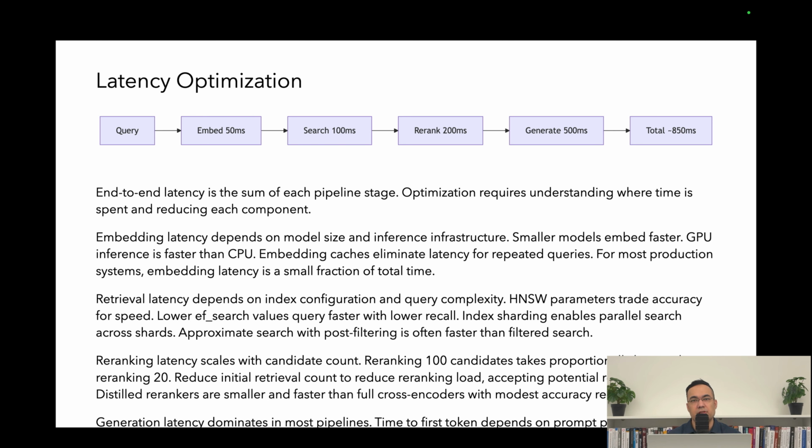Parallel execution reduces end-to-end time when steps are independent. Query transformation, embedding, and some retrieval steps can run concurrently. You should be measuring latency at each stage. Percentile metrics matter more than averages. P95 and P99 reveal the worst-case user experience.